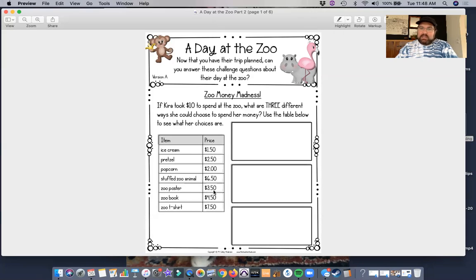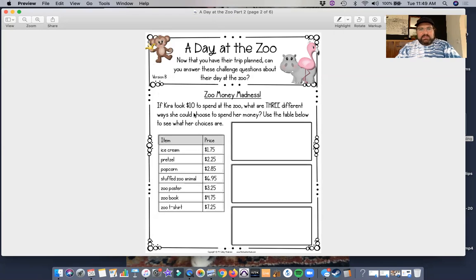A zoo poster is $3.50. A zoo book is $4.50. And a zoo t-shirt is $7.50. So use these 3 spaces below to solve what are 3 different ways she can spend up to $10. Looking at version B now, I just changed to version B.